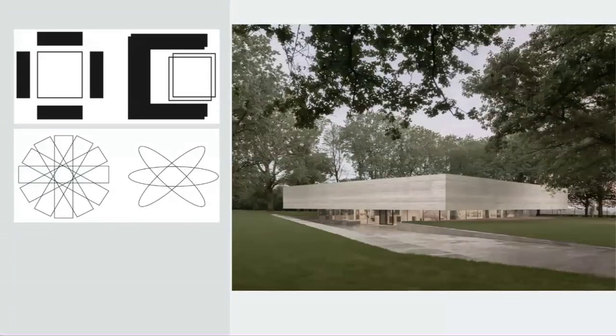And for my last precedent, I have the Netherlands American Cemetery Visitor Center. This is dedicated to World War II veterans and soldiers, and this is built by the Khan architecture firm. From this precedent, I took my lights, materials, and structure, and the building location and orientation.